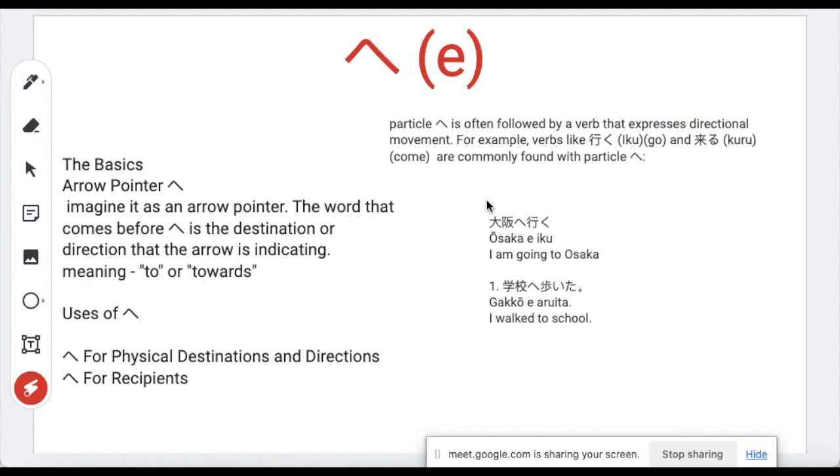For example, we can see 'Osaka e iku', right? I am going to Osaka. Then 'gakko e aruita', I walked to the school. 'Gakko e aruita'. So here we are using 'iku', 'kuru', some sort of action where we moved. So generally we are using 'e'.